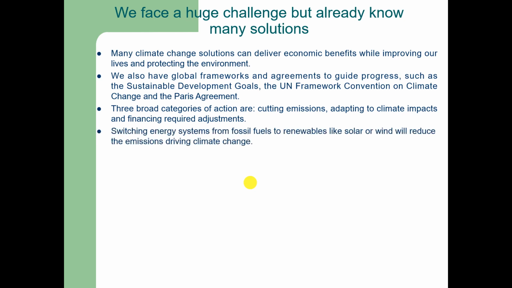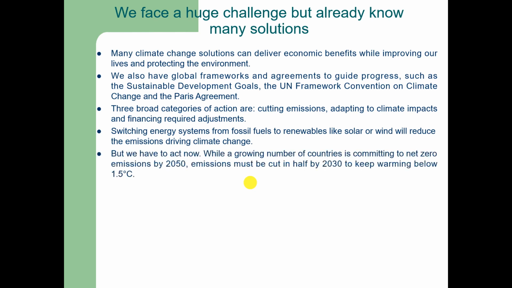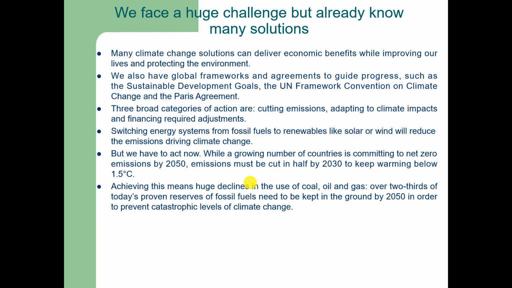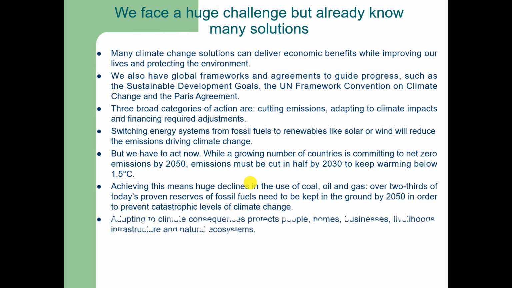Switching energy systems from fossil fuels to renewables like solar and wind energy will reduce the emissions driving climate change. But we have to act now. While a growing number of countries are committing to net zero emissions by 2050, emissions must be cut in half by 2030 to keep warming below 1.5 degrees Celsius. Achieving this means huge declines in the use of coal, oil, and gas. Two-thirds of today's proven reserves of fossil fuels need to be kept in the ground by 2050 in order to prevent catastrophic levels of climate change.